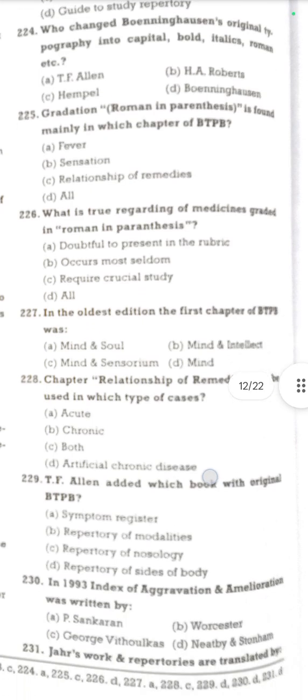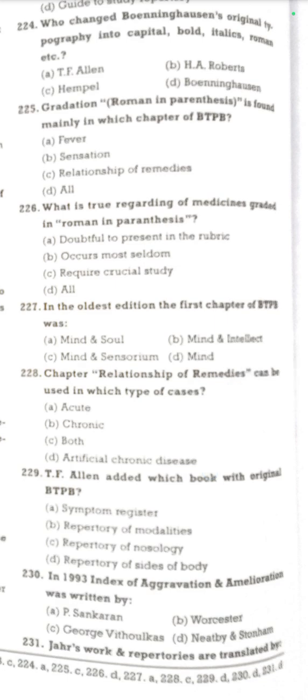225. Gradation Roman in parenthesis is found mainly in which chapter of BTPB? So the answer is relationship of remedies. Next question. True regarding medicine graded in Roman in parenthesis. The answer is the medicine which are graded in Roman in parenthesis are doubtful to present in the rubric, occurs most seldom and require crucial study.